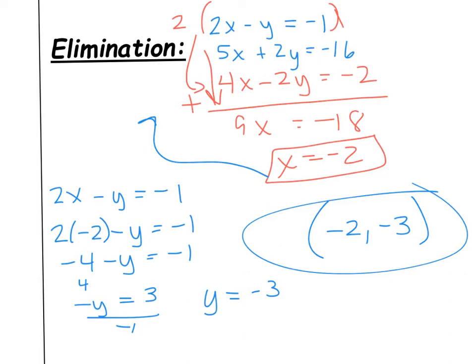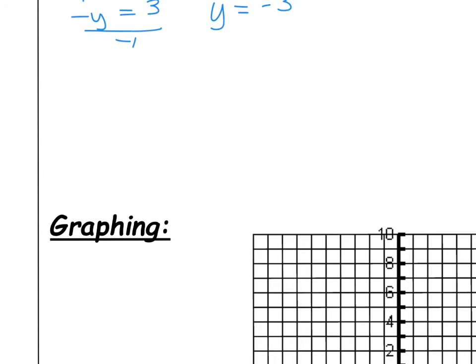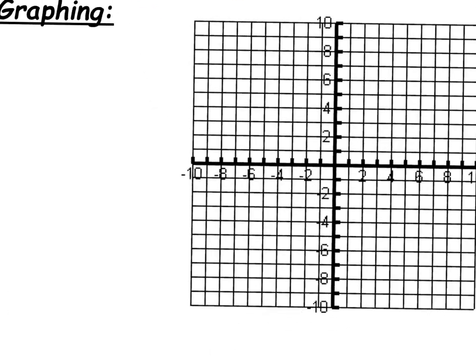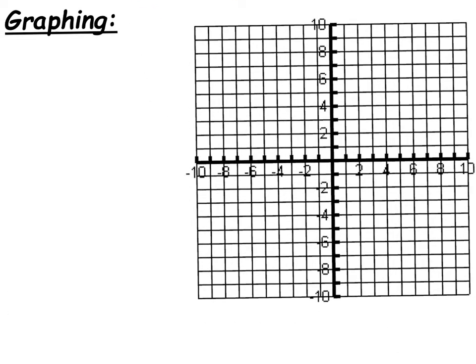So if we go ahead and scroll up to graphing, we know our answer is negative 2, negative 3. Okay, so I'm just going to write that here. I'm also going to put negative 2, negative 3 on my graph. So if you look there, I know both lines should go through that. Okay, so let's go ahead and we'll do the red first. So we'll do 2x minus y equals negative 1.